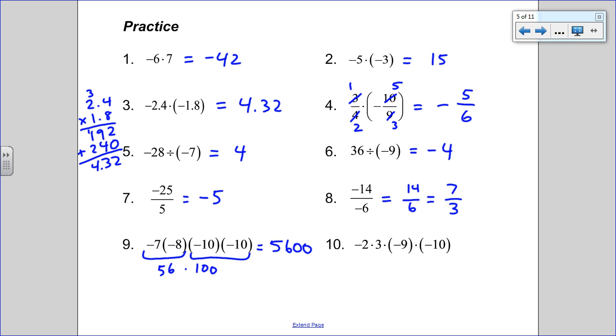Similarly, in problem 10, we can pair numbers up to do the multiplication. Notice that there are 3 negative factors in the problem, so we expect our answer to be a negative number. And we can see as we pair them up why that is the case. Negative 2 times 3 would be negative 6, but negative 10 times negative 9 would be positive 90. And then we multiply negative 6 times 90 and expect to get a negative answer, negative 540.